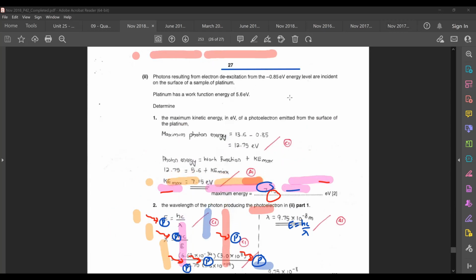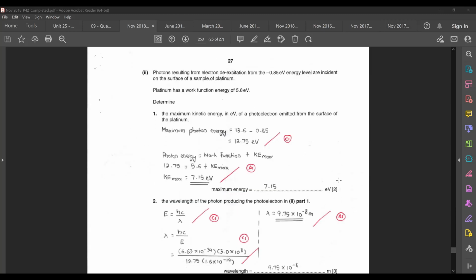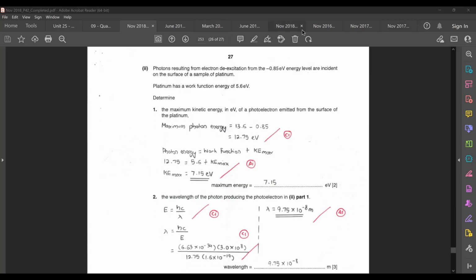This one is actually on your photoelectric emission already. So you move on to the next question in the next page. They mentioned to you that photons resulting from electron de-excitation from negative 0.85 eV energy levels are incident on the surface of a sample of platinum. Your platinum has a work function energy of 5.6 eV. Determine the maximum kinetic energy in eV of a photoelectron emitted from the surface of the platinum.